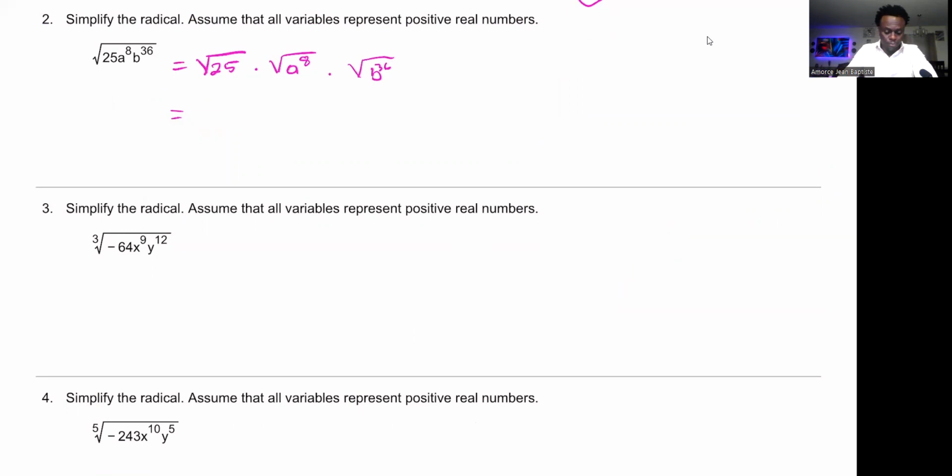Remember that. So square root of 25 is 5. Square root of a to the 8th power is a to the power 8 divided by 2. And then square root of b to the 36th power is b to the power 36 divided by 2. And then moving forward, 5a to the 4th, b to the 18th power.